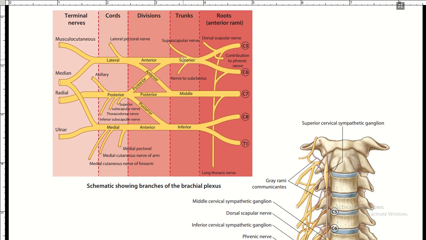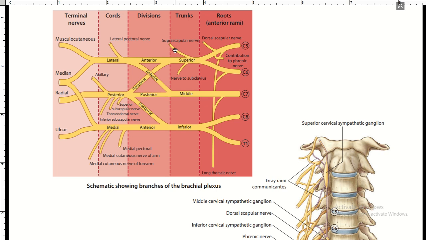So we are now on the trunks. The superior trunk is the only trunk that gives branches of nerves. The middle and the inferior will not give. So what are the nerves that will come from the superior trunk? The superior trunk, coming from C5 to C6, is going to have the suprascapular nerve. The suprascapular nerve is going to innervate your supraspinatus and your infraspinatus. And take note of this.